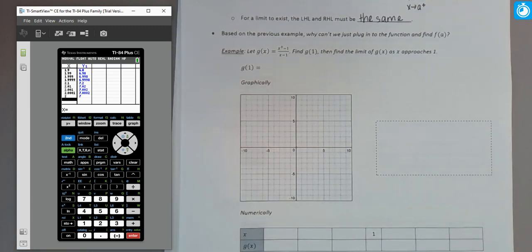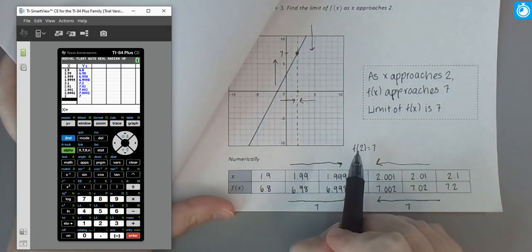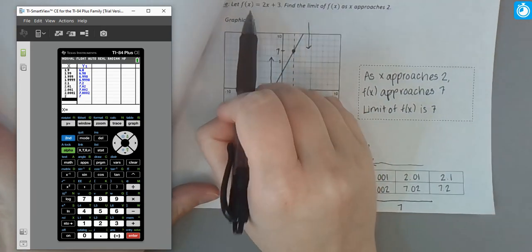Now, based on the previous example, why couldn't we just plug into the original function and find f of a and use that to evaluate the limit? Why do I mention that? Well, notice we can sub in f of 2.